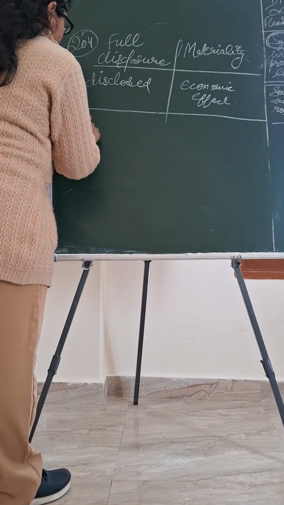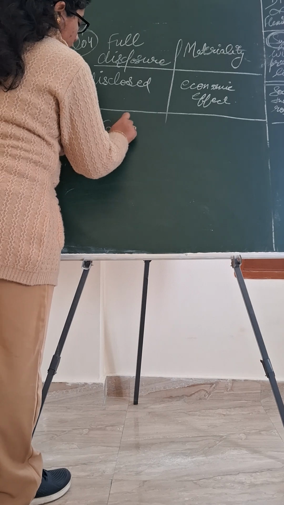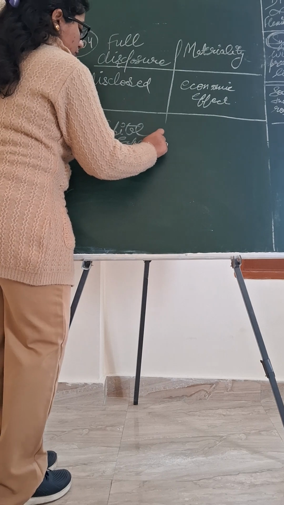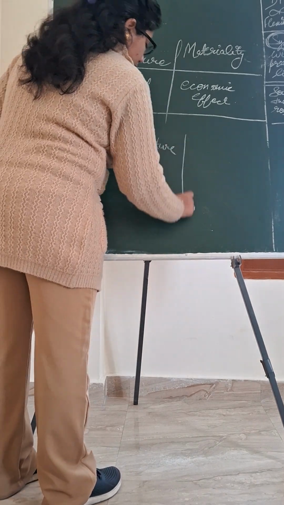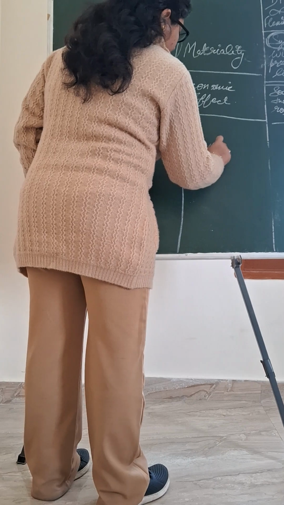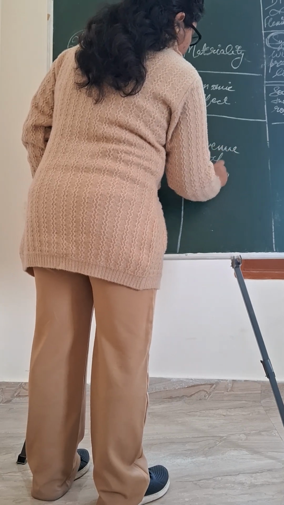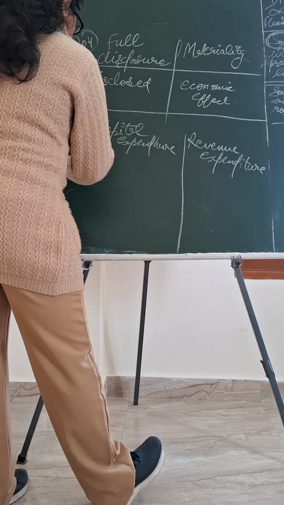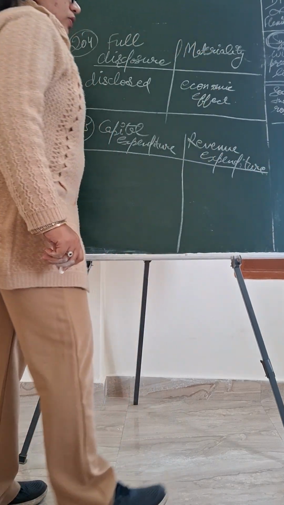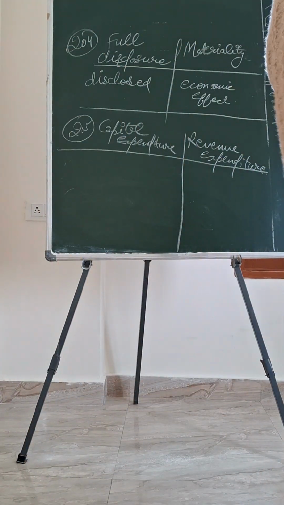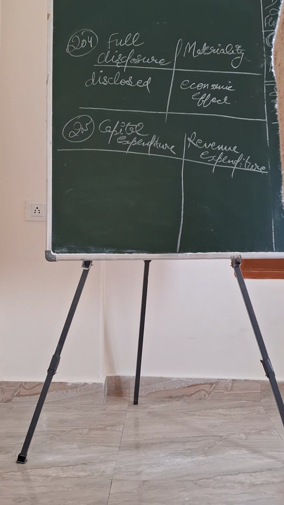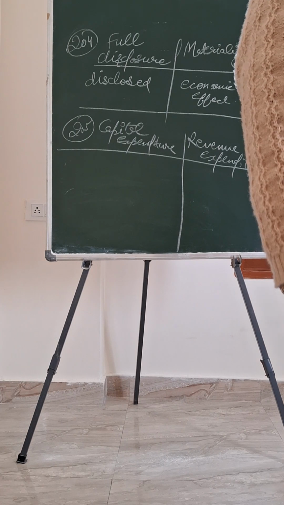Next important question we have, what is the difference between capital expenditure and revenue expenditure? So we all know capital expenditure is for a longer period of time, revenue expenditure is for a shorter period of time. Capital expenditure is on permanent assets, it may add to the value, and it is shown in the balance sheet. So this difference is very important.